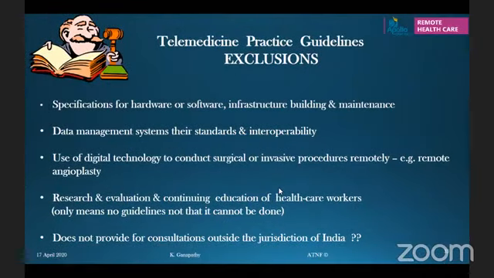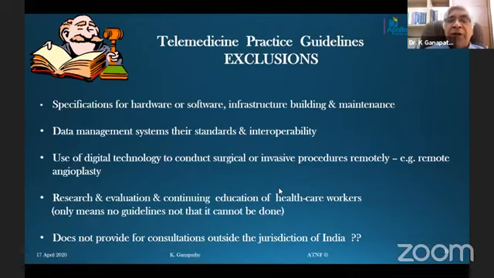Again, this particular notification has deliberately excluded any discussion on specifications for hardware, software, infrastructure building, maintenance. Nothing is mentioned about backup copies, electronic backup copies, who is responsible if there is a virus. I'm not talking about coronavirus, I'm talking about computer virus. What happens if the file gets corrupted, etc., etc. There are so many details to be gone into regarding digital technology. This will probably be issued in the next 2.0.